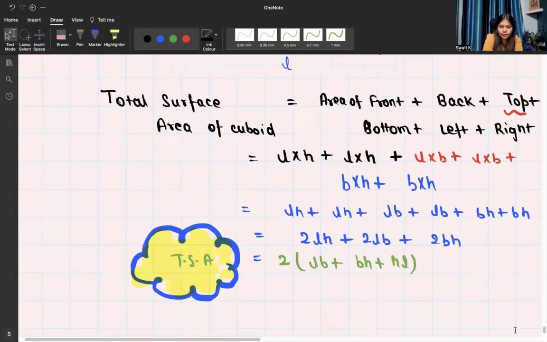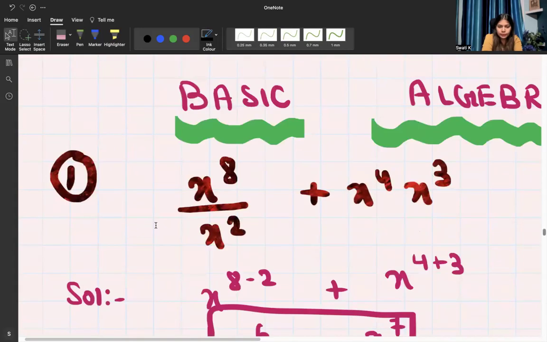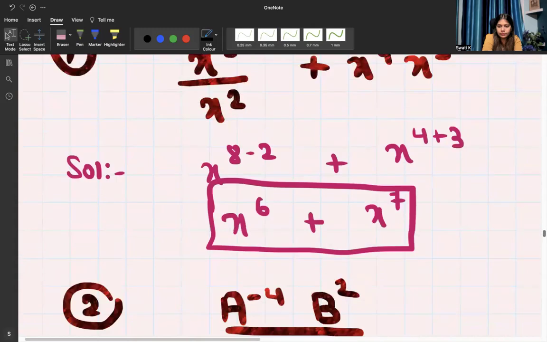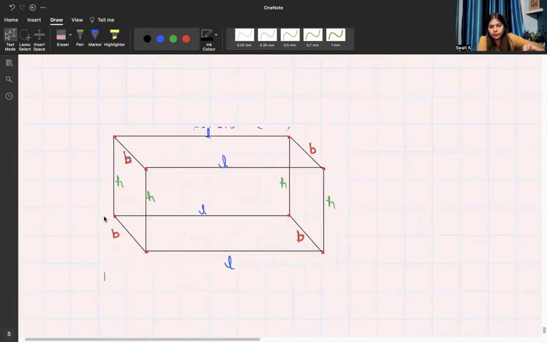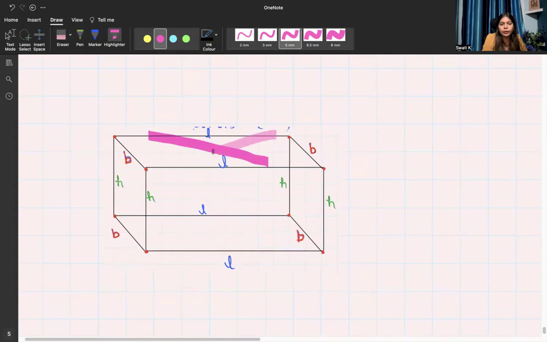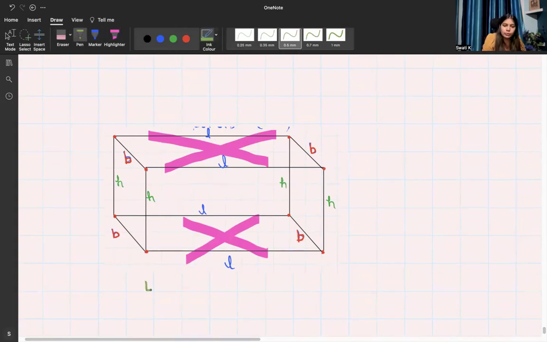Now we can go to the lateral surface area. I'll be using the same diagram that I had taken the screenshot of earlier. Now we are talking about the curved surface area. As I had said earlier also, we are going to remove the top and the bottom part. If you remove these and add the remaining ones, that will give you the lateral surface area. So I'm using the word LSA, lateral surface area of a cuboid.